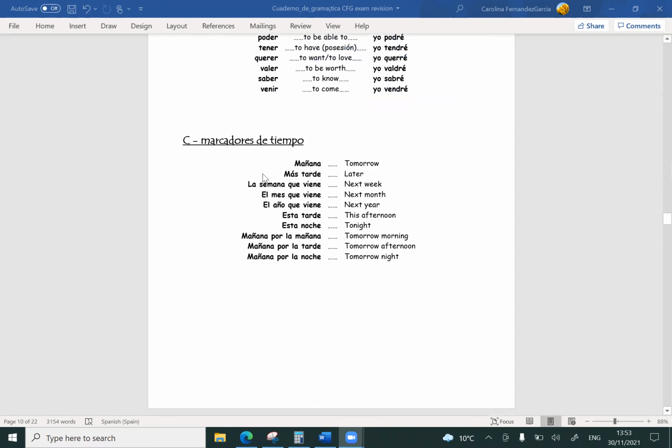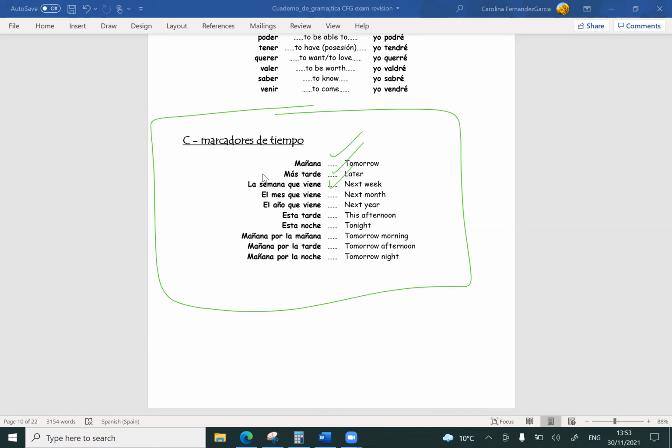Now, we have some time phrases that are useful to know in order to build up sentences in any written structure. And there are words that come up an awful lot: mañana, más tarde, la semana que viene, el mes que viene, el año que viene. Now, there is another word for que viene, which is próximo. Próximo also means next. Próximo mes, próxima semana. Esta tarde, esta noche, mañana por la mañana, mañana por la tarde, mañana por la noche. So you can use any of the futures, future 1 or future 2, and any of those time phrases.